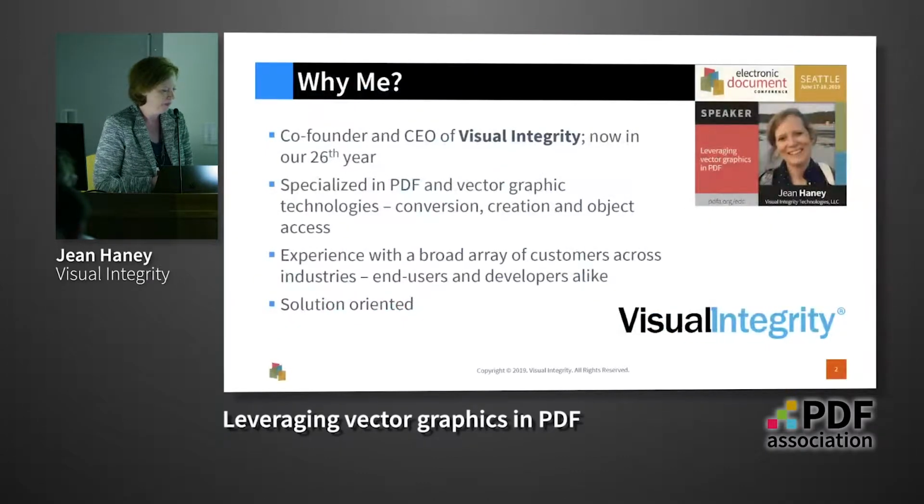Okay, my name is Jean Haney. I'm the co-founder and CEO of Visual Integrity. Jan Homan is my partner, and he and I started the company together in 1993. It was the same year that Adobe first released Acrobat and PDF.